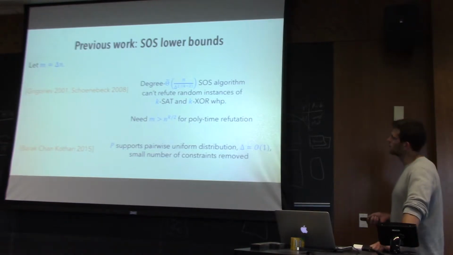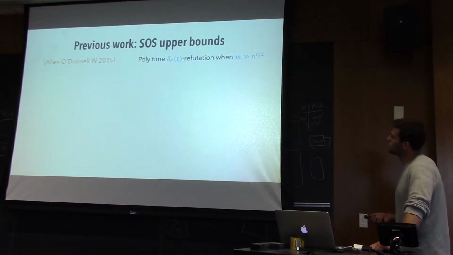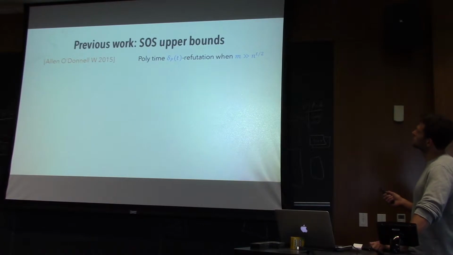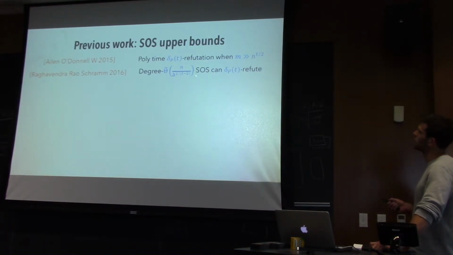Okay, cool. So what's been done on the upper bound side? Sarah, Ryan, and I showed that you can get polynomial time delta_P(t) refutation when m is much bigger than n to the t over 2, maybe by some polylog factor. Recently, Raghavendra, Rao, and Schramm showed that you can extend this out of the constant degree SOS regime to super constant, and they get this very nice result here that generalizes this.